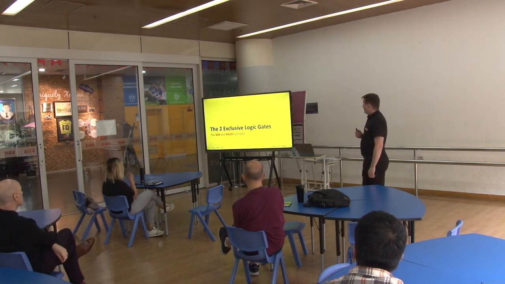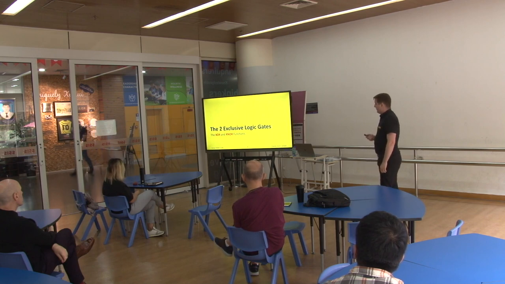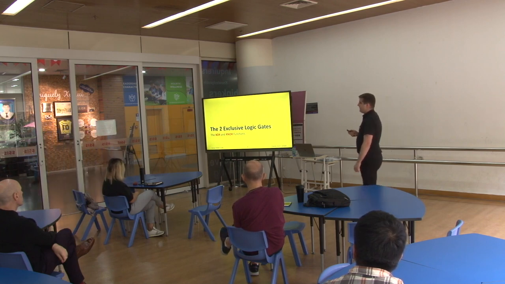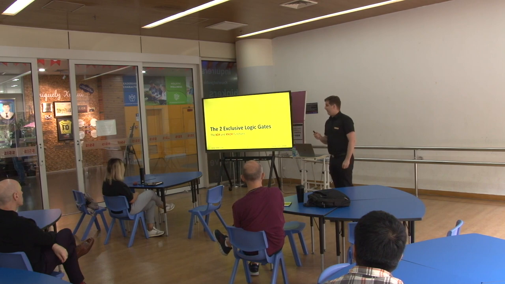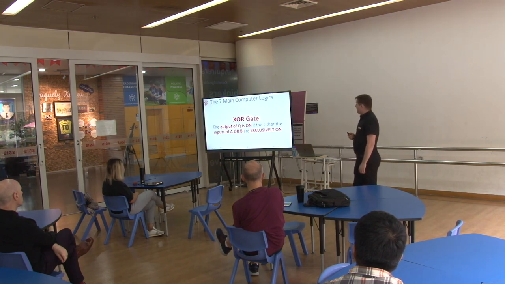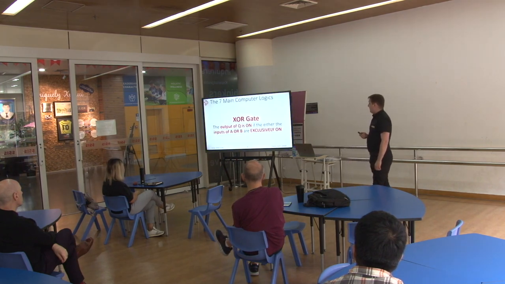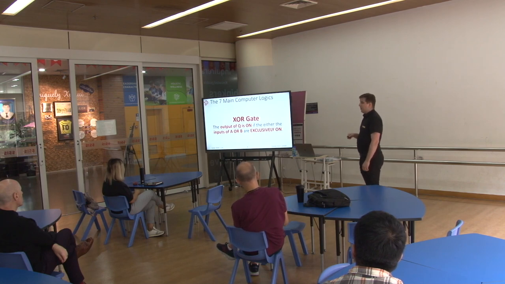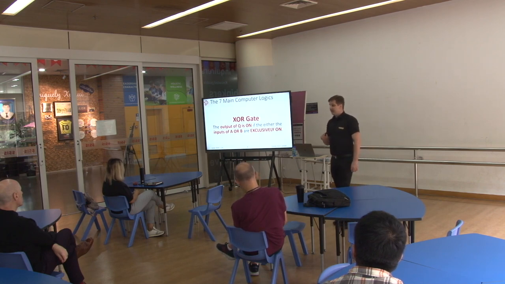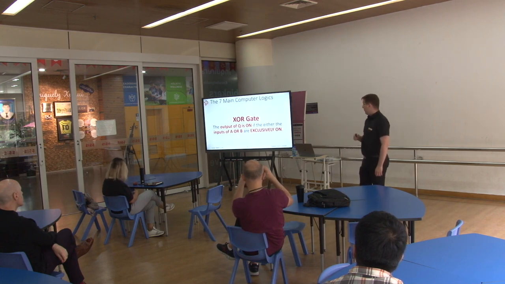Finally, we have the two exclusive logic gates, the XOR, exclusive OR, and exclusive NOT OR. And this is where things start getting a lot more exciting for us in computer science. So the XOR, the output of Q, is on if the inputs A or B are exclusively on. So this is a little bit different than the OR gate, where it could be A or B or both.